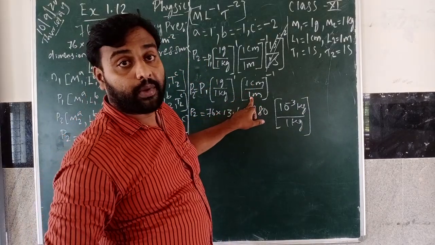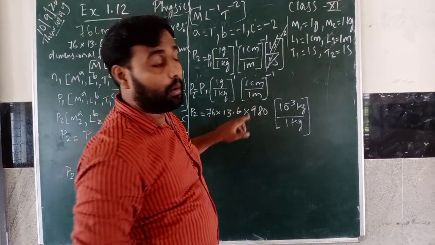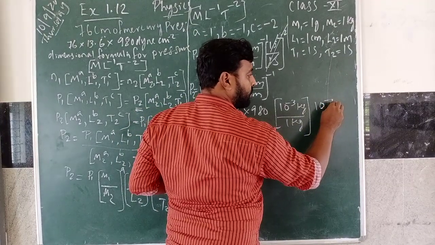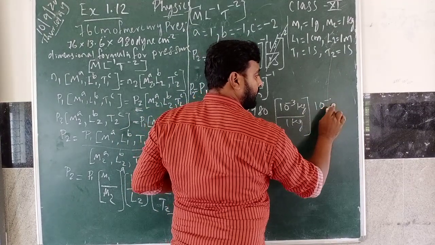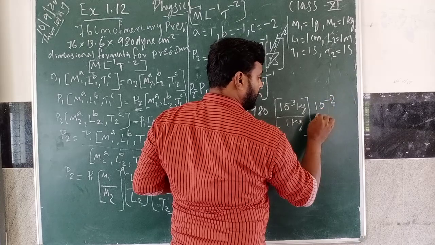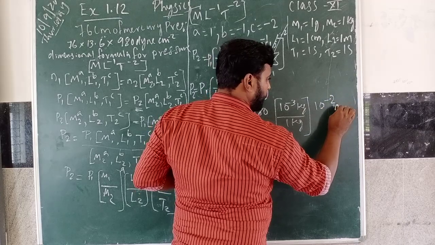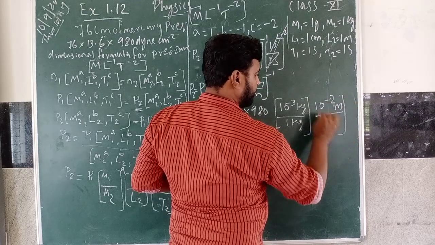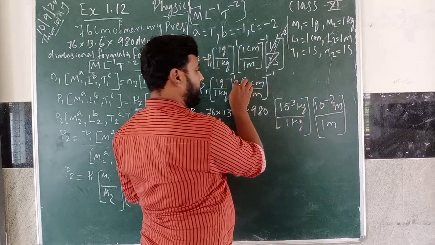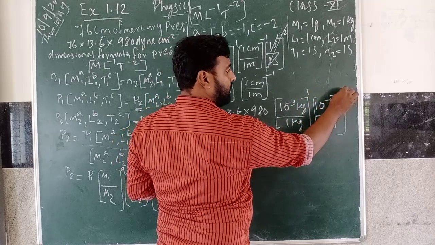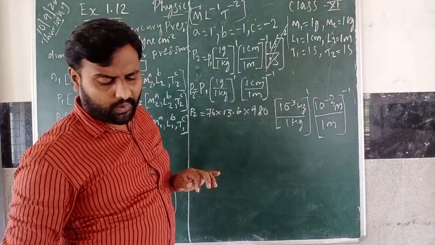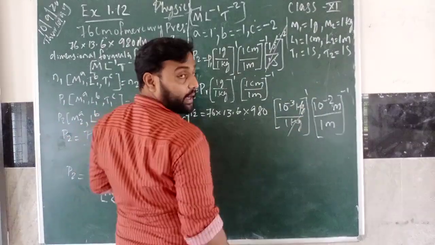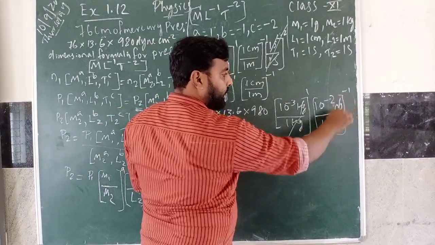Here, centimeter to meter is 10 to the power minus 2. So 10 to the power minus 2 meter by 1 meter. The power value here is 1, here minus 1. Okay. Now kilogram cancels, meter cancels.